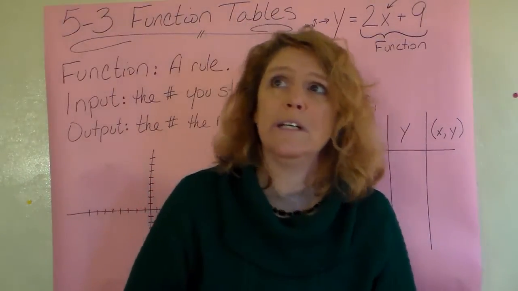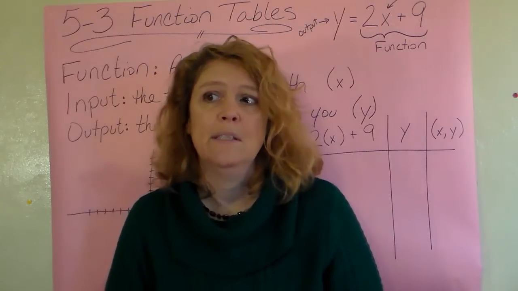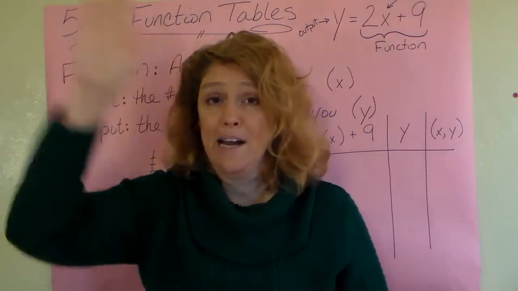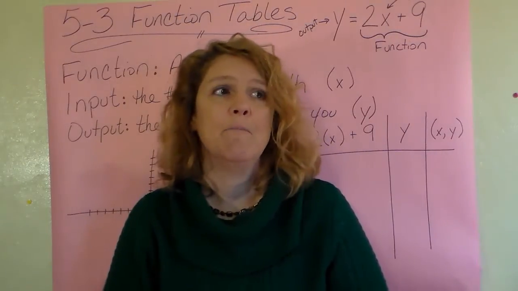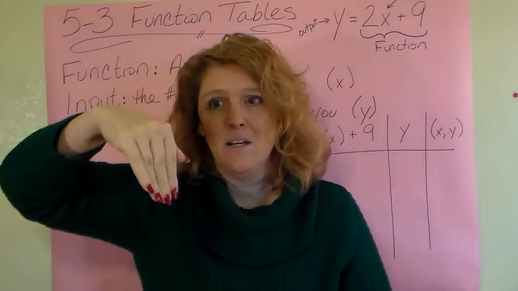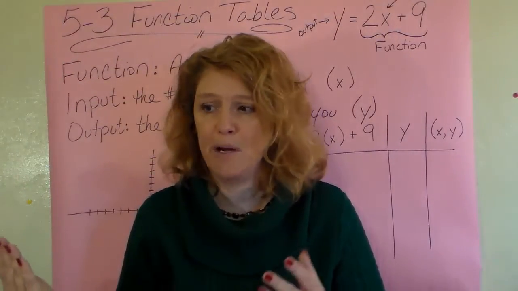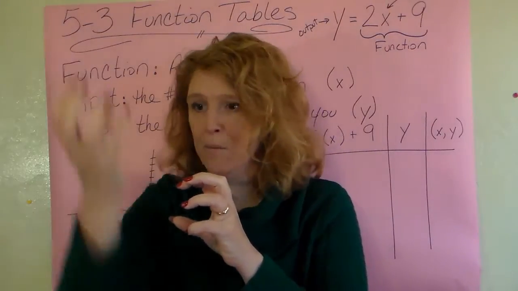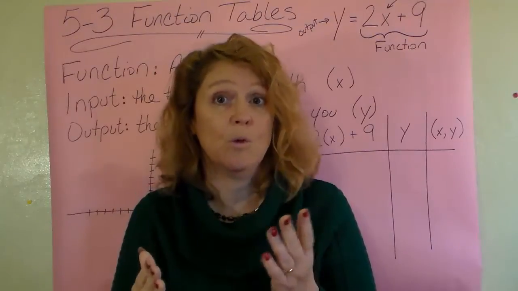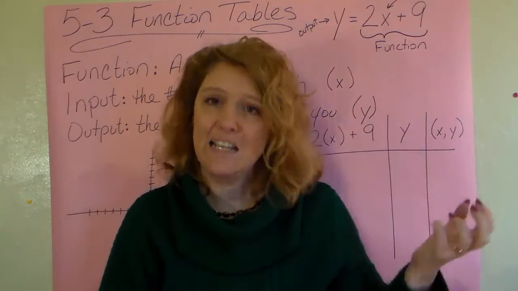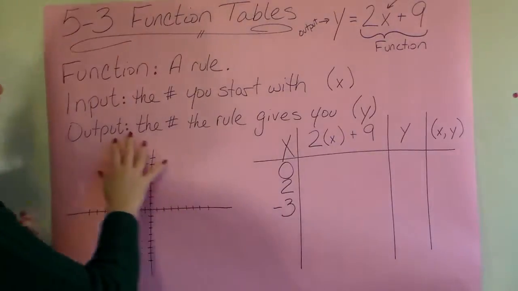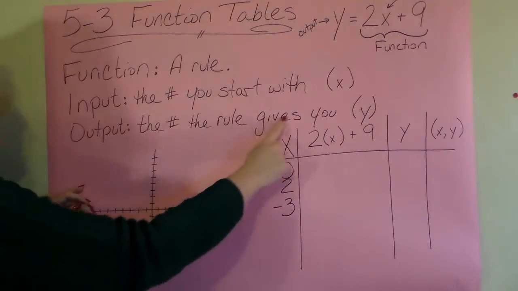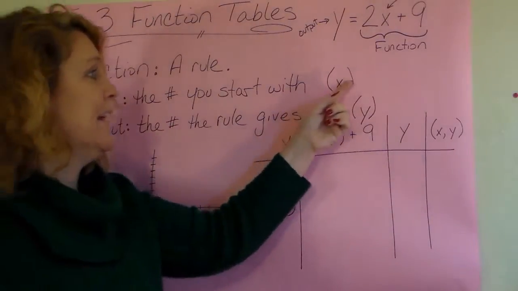So if I say my rule is 2x plus 1, then my x is my input. Every time I get a number, I get a 4, I get a negative 2, I get a 3.9, that's my input, and I'm going to put that in where my x goes. So whatever my number is, 3.9, I'm going to multiply that by 2 and then add 1. That's the rule. The number that I get at the end is the answer, and that's called our output, and that's y. So the input is the number that you start with, and the output is the number that the rule gives you. And you end up with an x and a y.